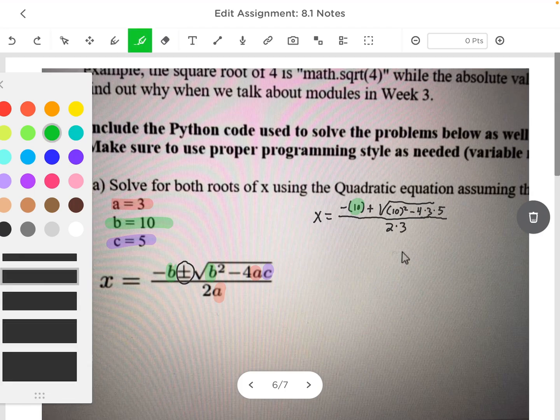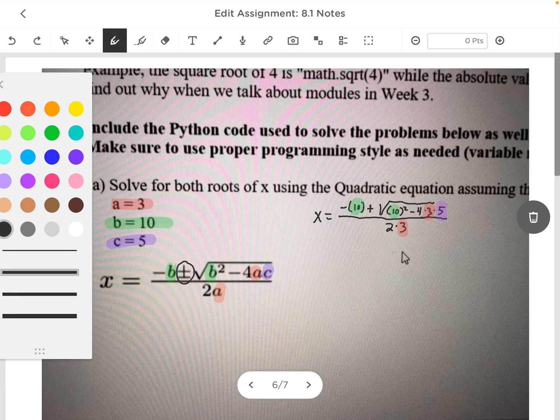Now again, if you just want to cross-reference where that came from, here's all our A's, the red color. Here's all our B's, the green color. And here's all our C's, the purple color. And the rest is the formula. I just got to make my square root stand out a little bit more. That's how we set it up with the plus. The good news for the minus is we just recopy that exact same thing.